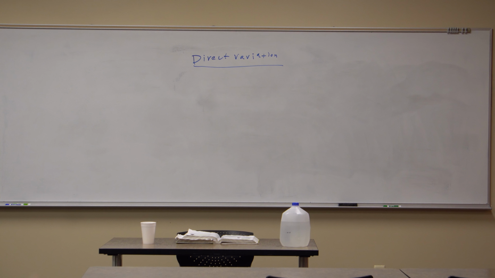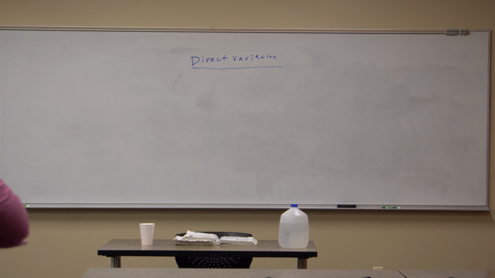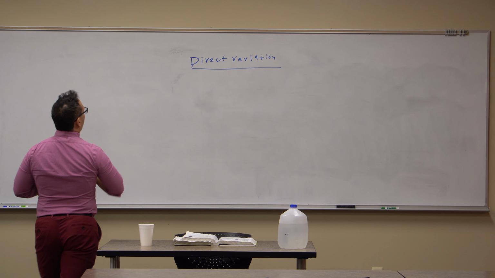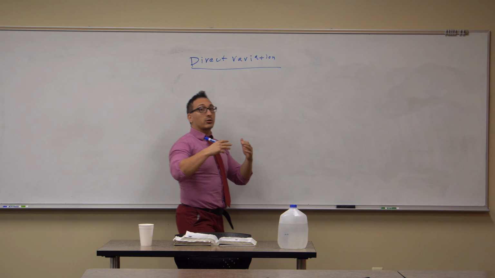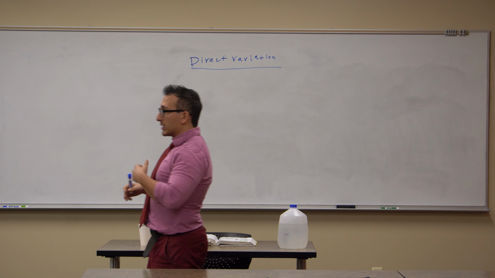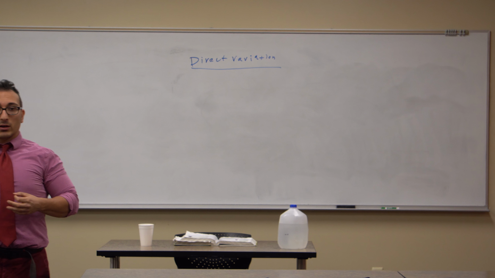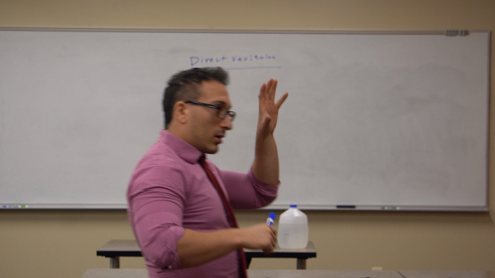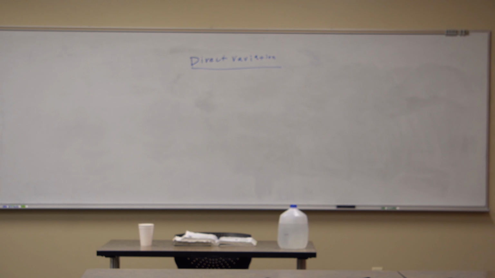Hello! Today, on this video, we'll be talking about direct variation. Direct variation is a way to create a mathematical model for a real-life system that allows you to say, given one variable, another variable changes according to some constant that's called a proportionality constant multiplied times that other variable.